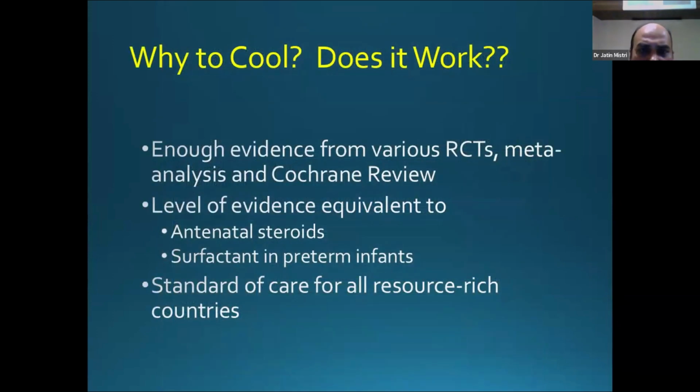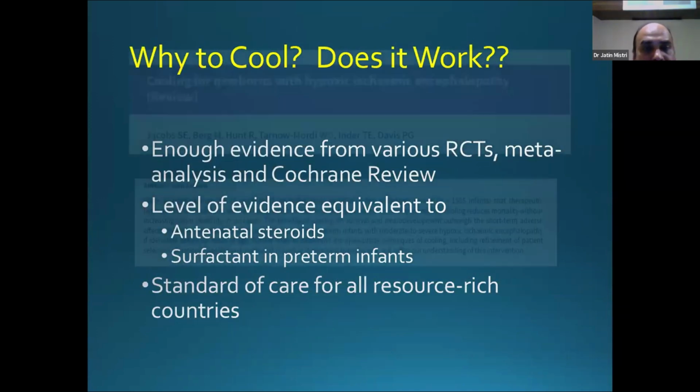So we heard about cooling, but why cool? Does it work? Actually, there is enough evidence from various randomized controlled trials, meta-analyses, and the Cochrane review. The level of evidence is very high. You can consider this equivalent to antenatal steroids used in premature delivery, or surfactant used in the preterm. It is a very standardized treatment in the Western world. It is the standard of care in all resource-rich countries.